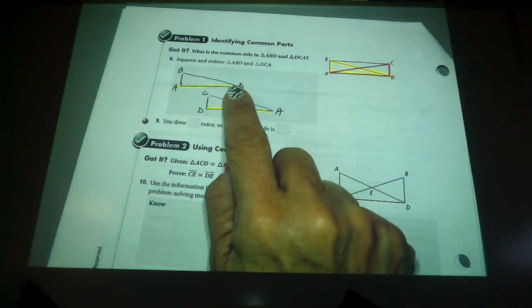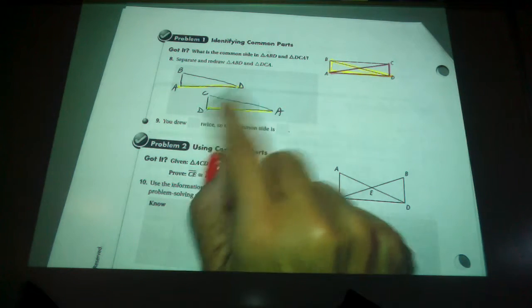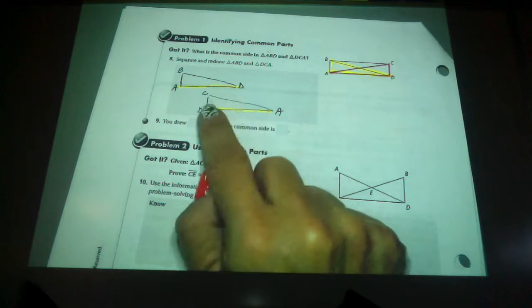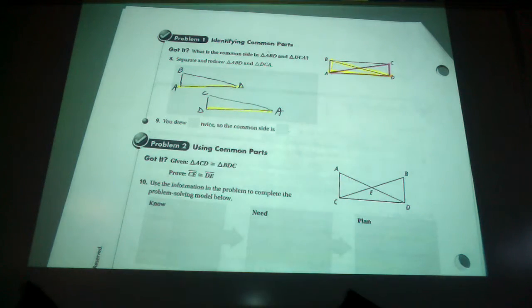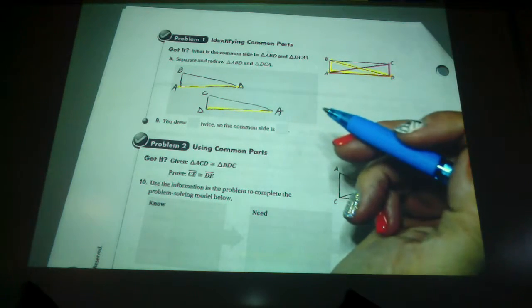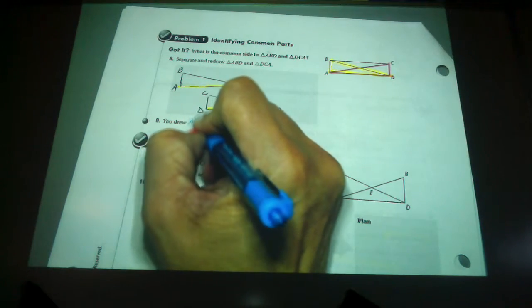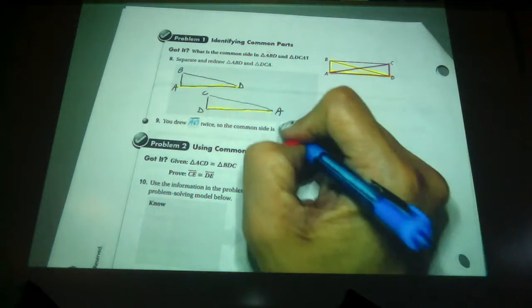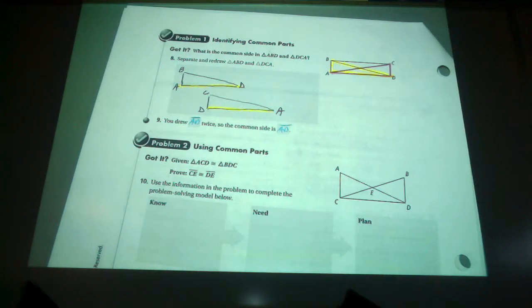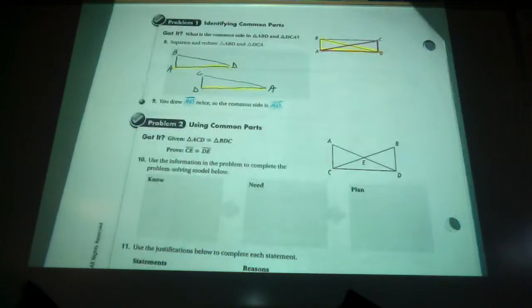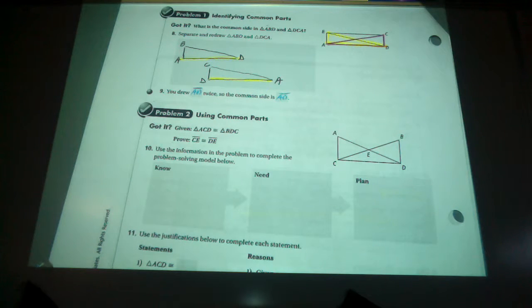Obviously, angle D on this triangle and angle D on this triangle are not the same size angles, correct? So that we cannot make the assumption of. And that's all the information that they've done, they just want you to identify common parts. The only part that they have in common is that side. So you drew side AB twice, so the common side is side AB. And you might not need to redraw it in order to see it, but some of you do.